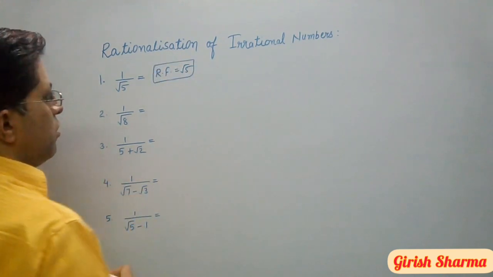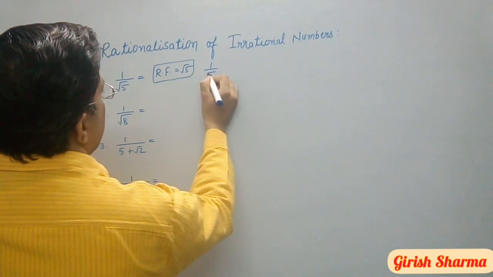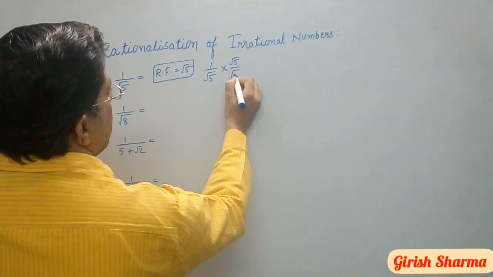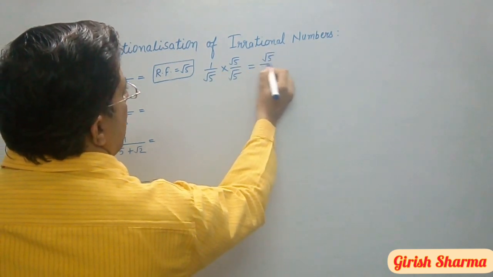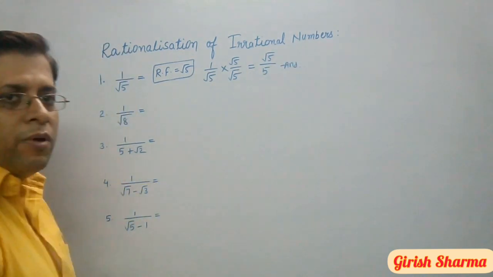What will we do with this rationalizing factor? We will multiply and divide the given number by it. I am multiplying and dividing. See here: root 5 into 1 is root 5, and root 5 into root 5 is 5. This is the answer. Very simple.